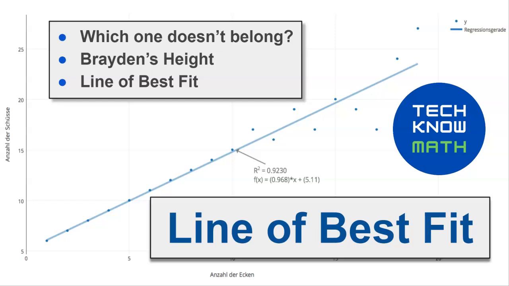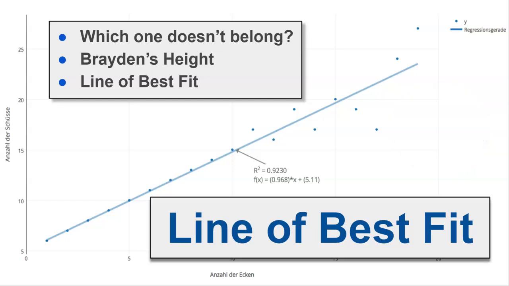Welcome to Algebra 1, Lesson 11, Line of Best Fit. The first task will be a which one doesn't belong. The second will be a 3-act task about a boy's height. And the last will be a Desmos activity, Line of Best Fit.